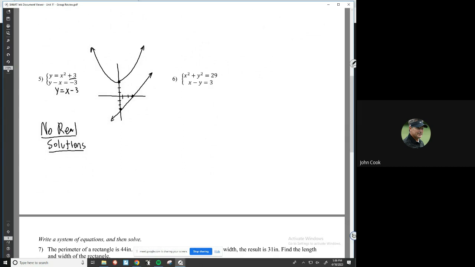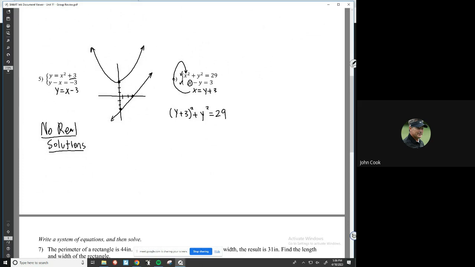Okay, for the next one, it looks like we've got a circle and also a linear equation. So let's use the exact same stuff to solve this out. I'm probably going to use substitution here again. Let me take that x and get it in terms of y. So x equals y plus 3. Then I'm going to plug it into that equation. So we've got y plus 3 quantity squared plus y squared equals 29.